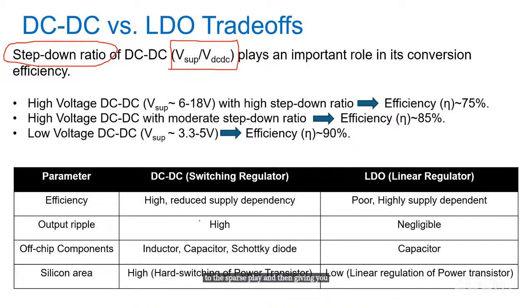Now for DC-DC, you would need off-chip components, be it inductor, be it capacitors or Schottky diodes. Whereas for LDO, you can limit it to a capacitor. And in some cases, you can even do with an on-chip capacitor instead of an external capacitor. So LDOs typically need fewer off-chip components, so less weight, but they are poor in terms of their efficiency.